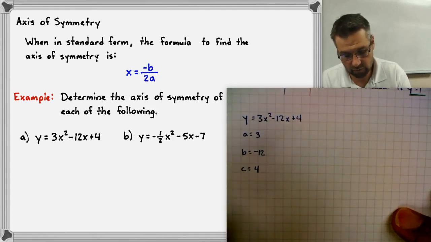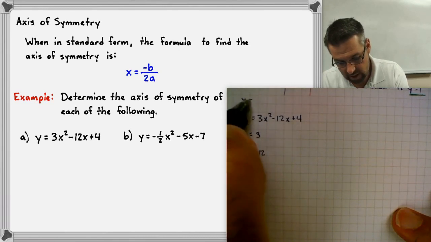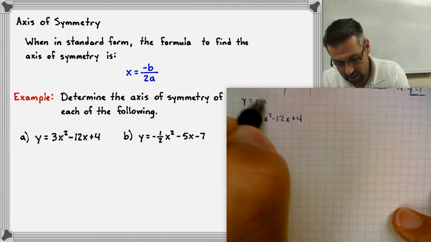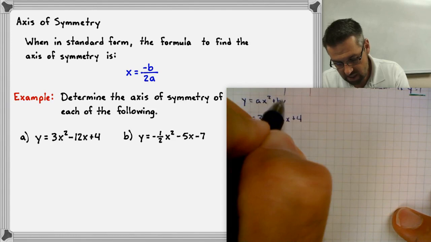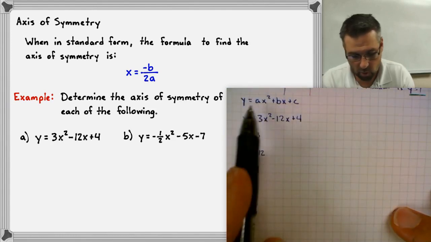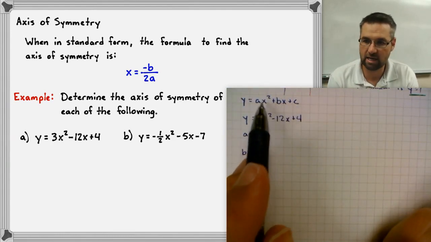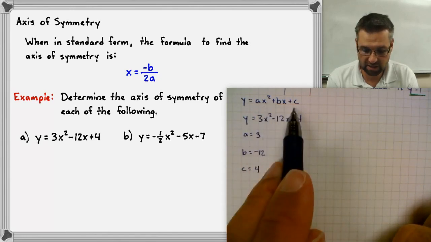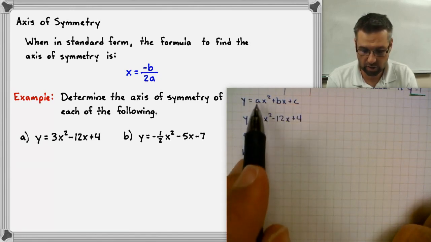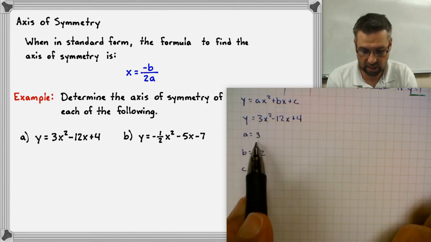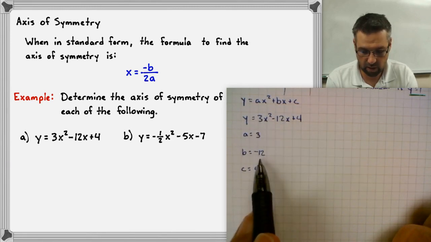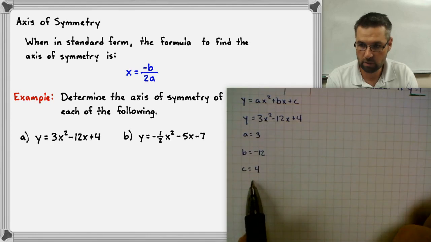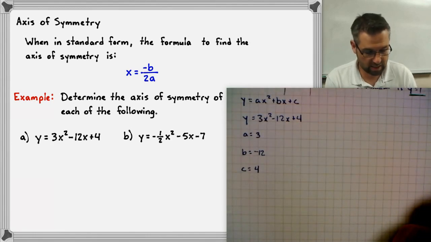And just in case you forgot, you should have written this down, but standard form is ax squared plus bx plus c. Remember, when we write standard form, we write the highest exponent first, and then it decreases from there. And so if we have it in standard form, we can see our a value really easily. A is just the number in front. A is 3, b is negative 12, and c is 4. Okay? So we have those three things identified.